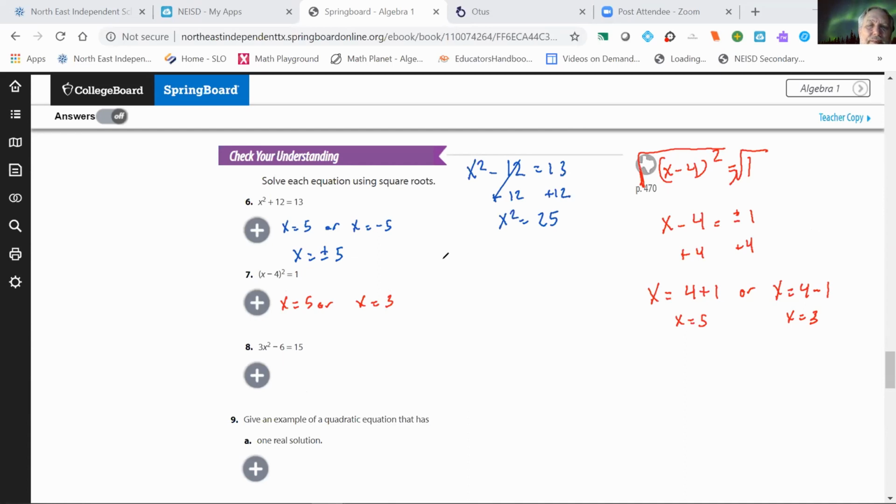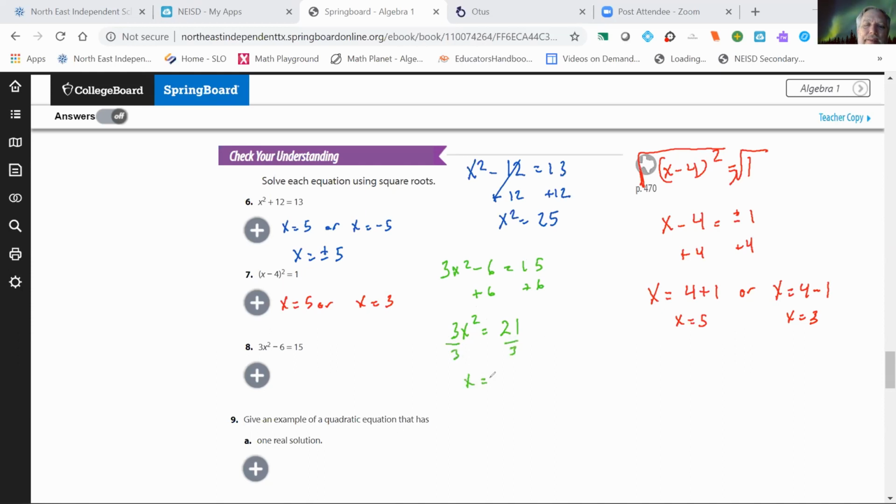Item 8 is 3x squared minus 6 equals 15. And so again, the idea is I'm trying to get the item that has the x squared by itself. So I'm trying to get the 3x squared by itself. So I have to add 6 to both sides. So I'm going to end up with 3x squared is equal to 21. And then I'm going to go ahead and divide everything by 3.